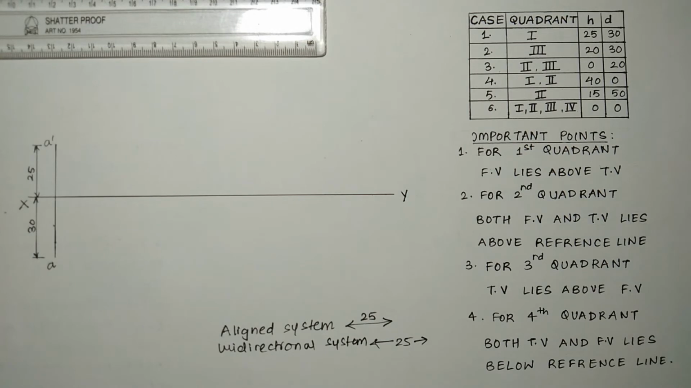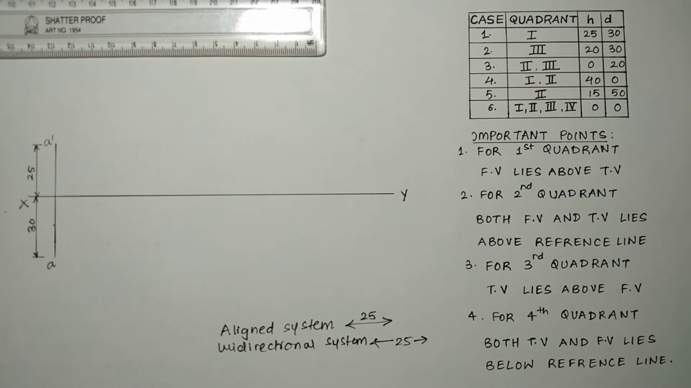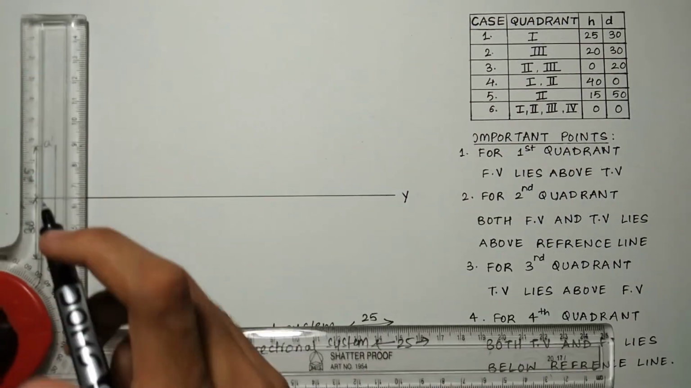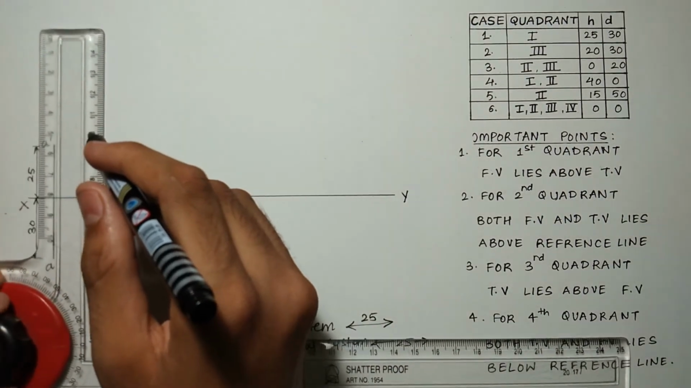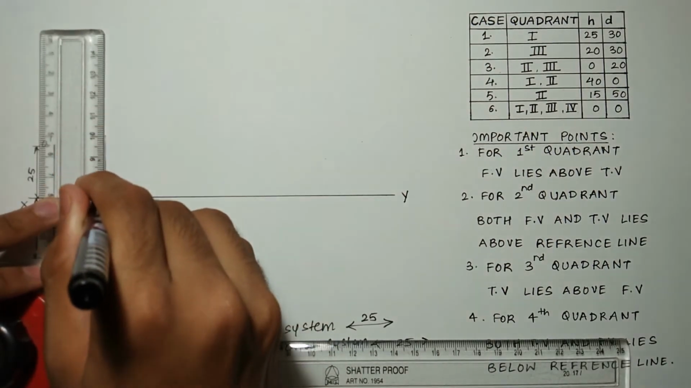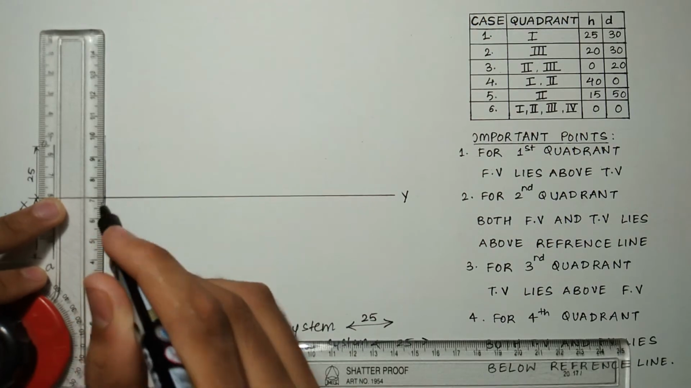Now, for the second case, a point is resting in the third quadrant. This indicates that the top view lies above the front view. Distance d used to mark the top view is now above the reference line and distance h is below the reference line. So let us note that 30 mm is above the reference line while 20 mm is below the reference line.